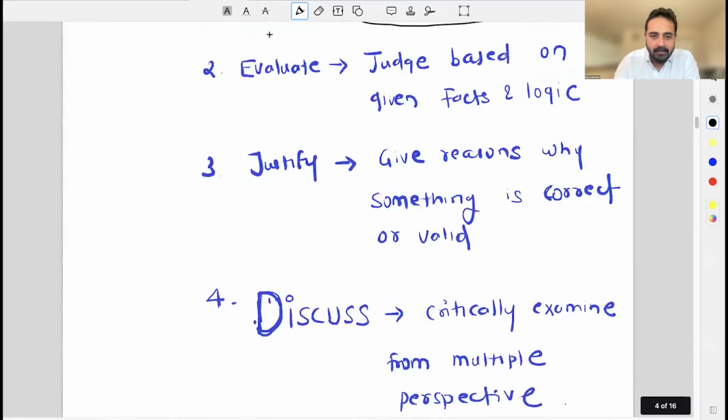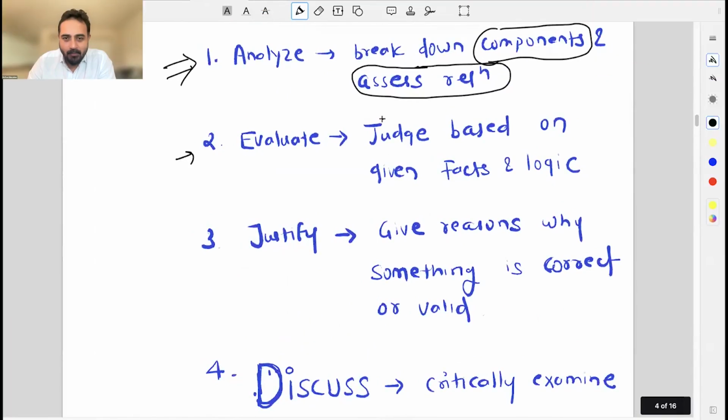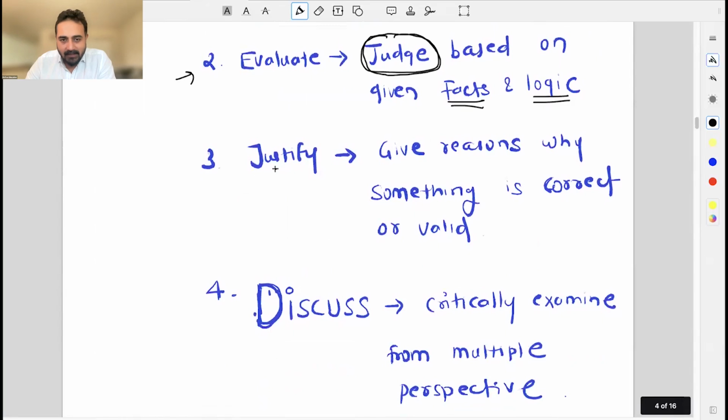All right, then there's also a command word that we use called evaluate. Now evaluate is a slightly more judgment based command word, which means it's going to be tough on the exam, but you have to judge based on certain facts and logic. Then we have the next command word, which is justify. A lot of times justify will be attached to identify. Okay, so the combination would be identify and justify. And then this is an easy one. You just need to give reasons of why something is correct or incorrect.